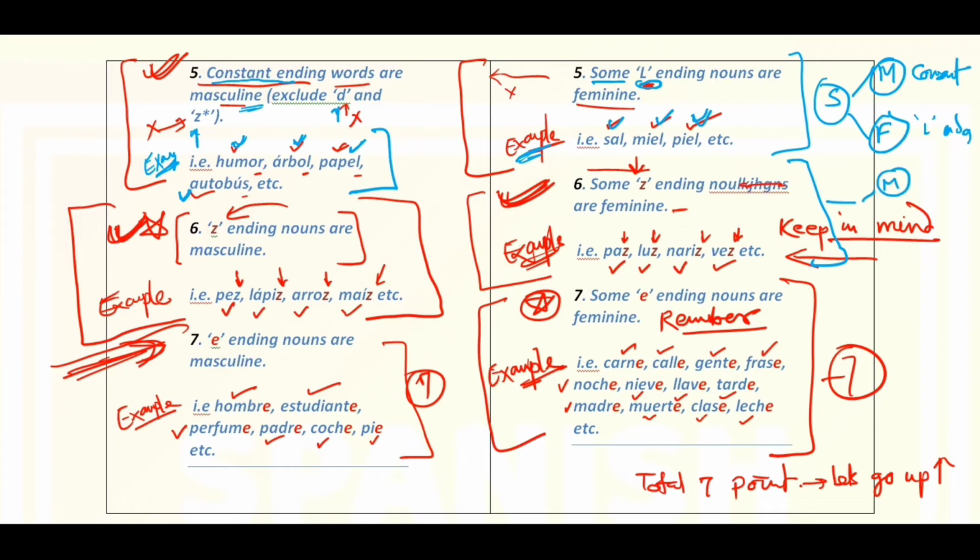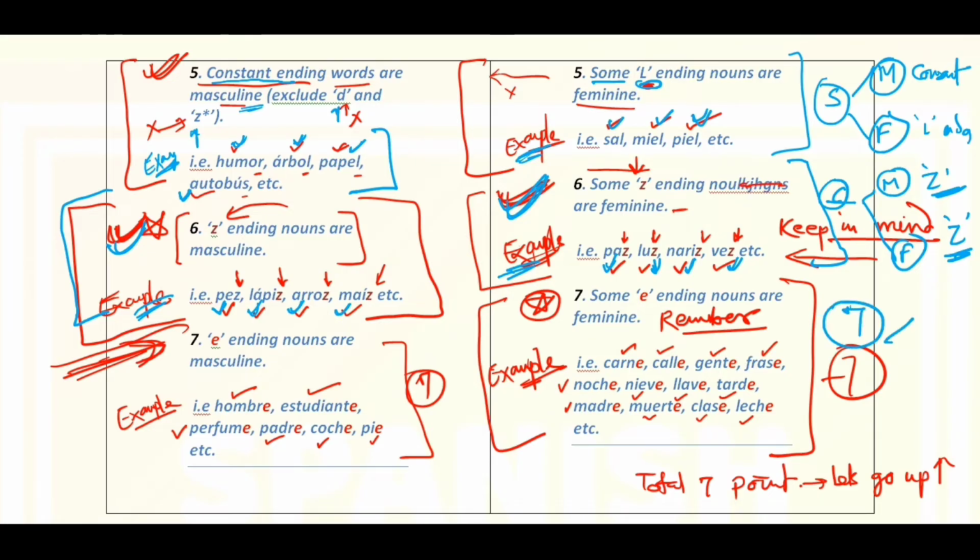Coming to point number 6. Z ending nouns are masculine and Z ending nouns are feminine. But there are many words we have to remember, we have to keep in mind. See examples. Masculine side, Z ending nouns. First example is pez, lápiz, arroz, maíz. These are 4 examples. Feminine side now: paz, luz, nariz, vez, etc. This is 6th point done.